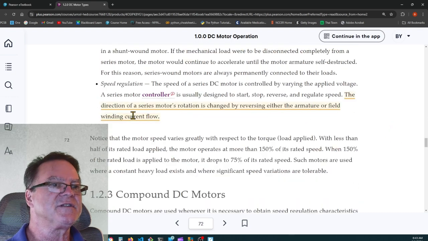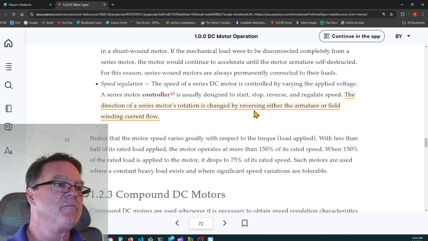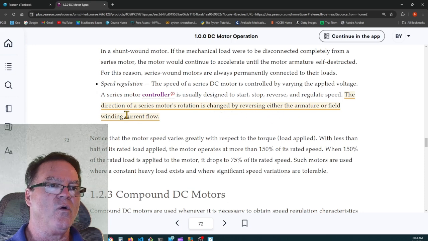Speed regulation, it says the direction of a series motor's rotation is changed by reversing either the armature or the field winding current flow. If you change both of them, the motor still rotates in the same direction. So you can't just merely change.